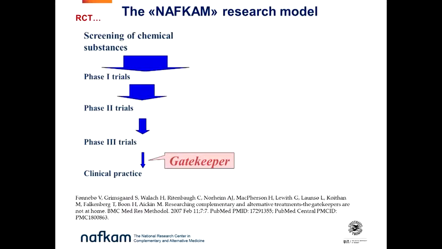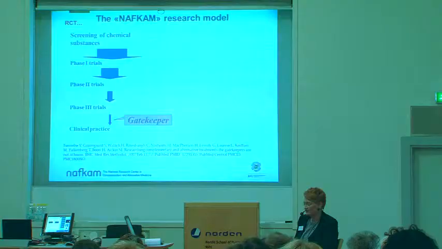So this is a traditional research model where at some point you go into RCTs. That's the pharmacological model. You have a screening of chemical substances, you have phase 1, 2, 3 trials, then you have a gatekeeper. So by the time you go into clinical practice, you have a pretty good idea what happens, and you have also a pretty good idea about the safety of your drug, right? I think there's probably bias in publications and so on, but you have an idea.